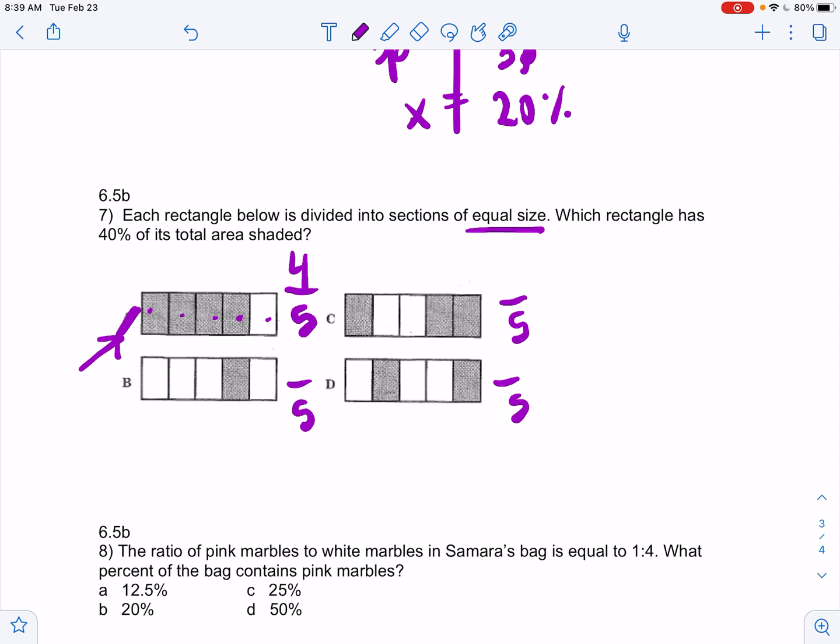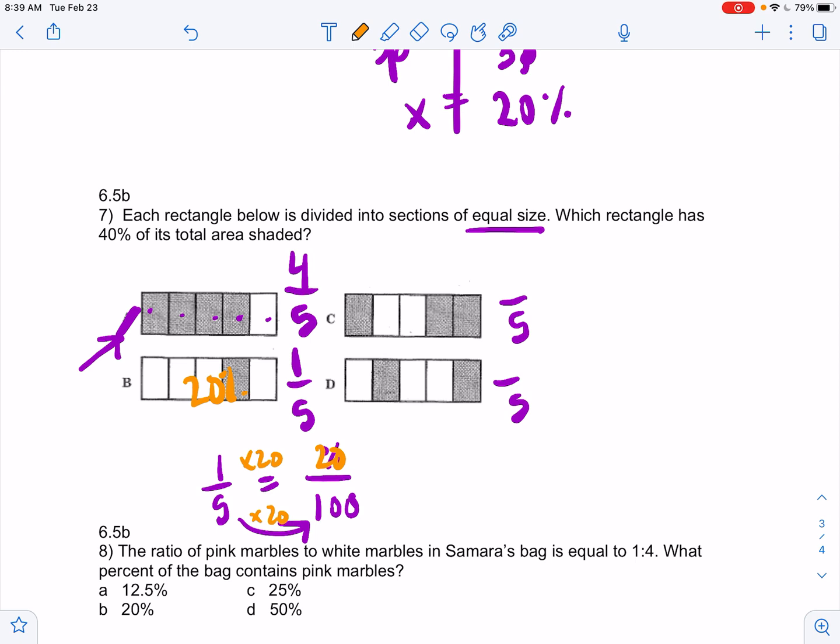B, you have one part shaded in. That is 1/5. You can say 1/5 is equal to what percent? We're solving for percent. How can you get 5 to 100? Times 20, so 1 times 20 is 20%. So B is 20%.